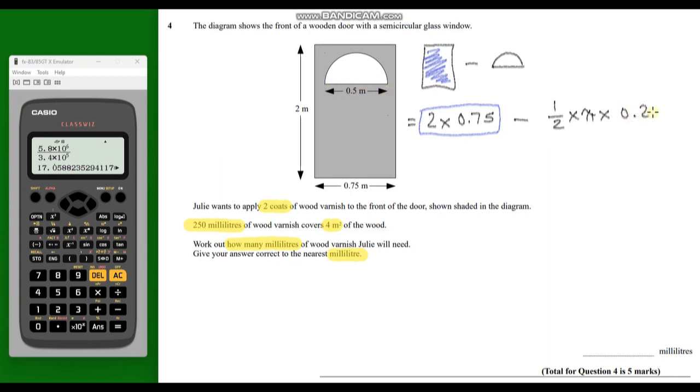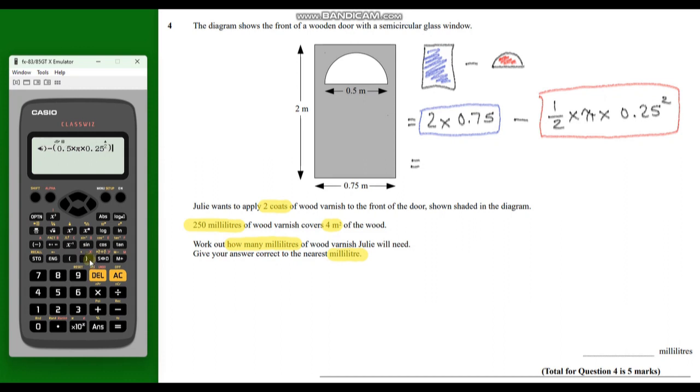So 0.25 squared. So that there, that is our semicircle. So let's just pop that into the calculator. I'm going to put these in brackets because they're separate. So 2 times 0.75 in brackets, subtract in brackets 0.5 times pi times 0.25 squared.